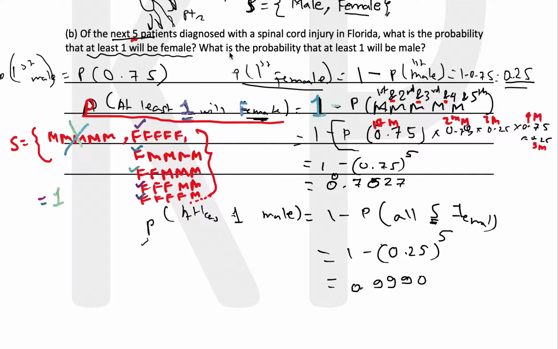And you're going to do the same procedure for the second part. What is the probability that at least one will be male? The probability of at least one being male is 1 minus the probability of all female. That will be 1 minus 0.25 raised to 5, which is about 0.9.